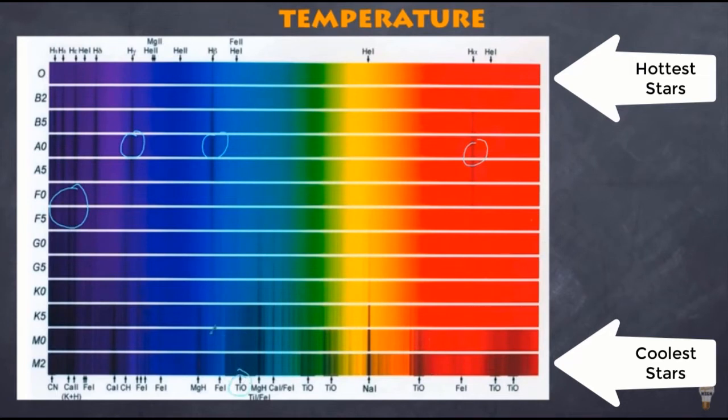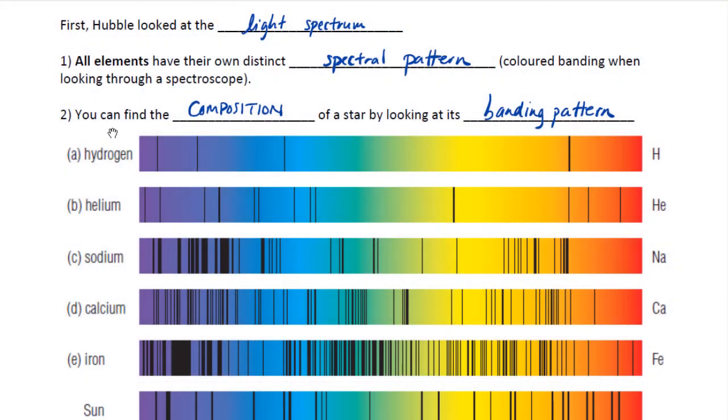So in that case, these cool stars, you can see, have lots of absorption lines, and that's only found in the relatively cooler stars. So analyzing the spectral lines allows us to determine the temperature simply by looking at the strengths of the various lines. So now you can see that we can find the composition of a star by looking at its banding pattern. Remember again that this is the absorption spectrum, so these 4 black lines show where hydrogen absorbs that particular wavelength of light.